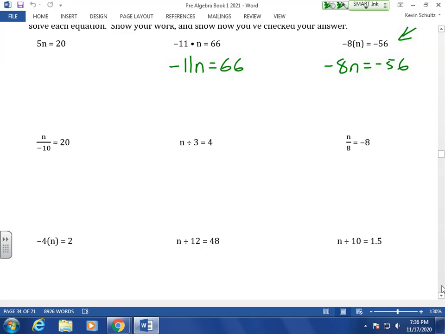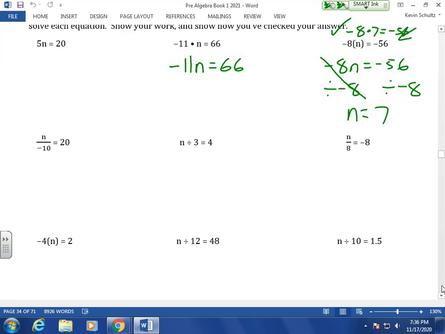So what's the opposite of multiplying by negative 8? We're going to be dividing by negative 8. Cancel those out. And you are dividing by negative 8. Okay, both the negative sign and that number want to cancel out here. And negative 56 divided by negative 8 is a positive 7. We can test that. Does negative 8 times 7 equal negative 56? Yes, it does. We've checked it. Life is good.